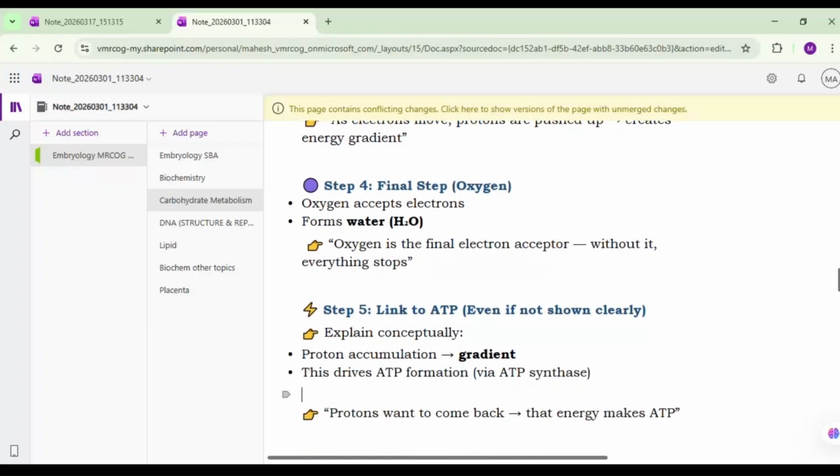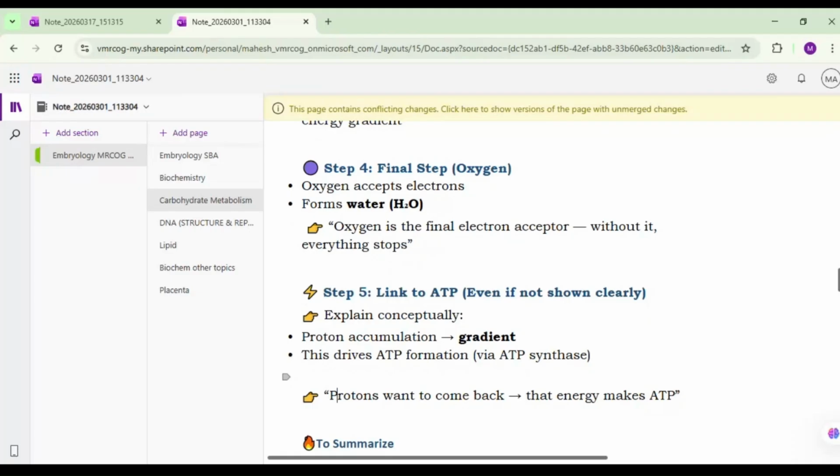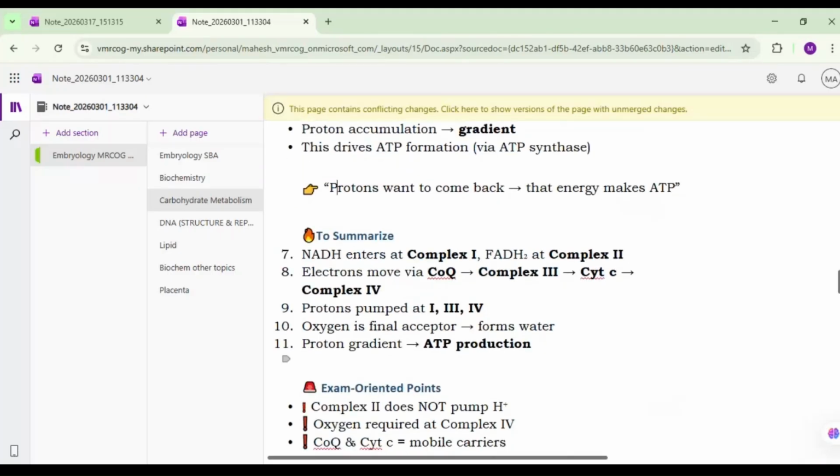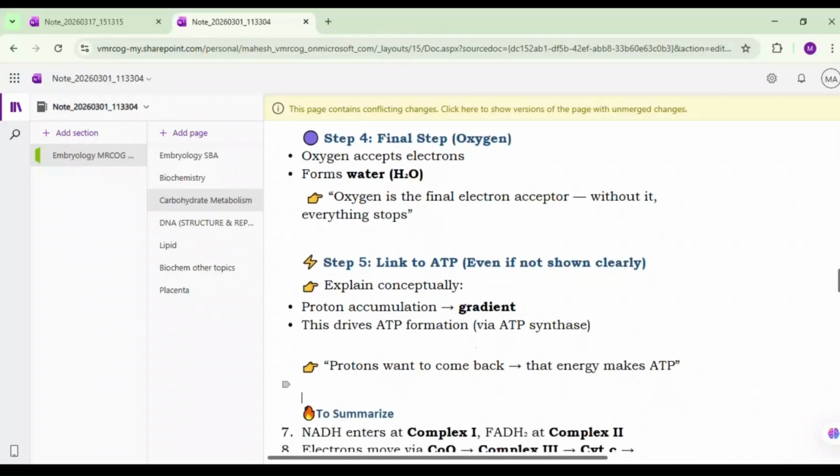Now it is linked to ATP. This is not shown in the diagram, but finally it is linked to ATP. The explanation is that proton accumulation creates a gradient, which drives ATP formation via ATP synthase. So finally the ATPs are getting formed. The protons want to come back, and that energy makes ATP. There was a gradient created because the protons were driven out. They want to come back, and that will create the ATP.